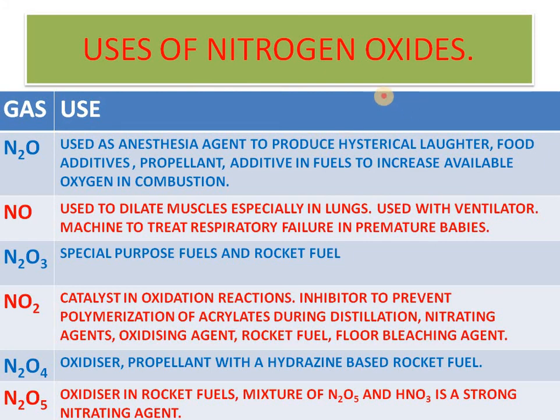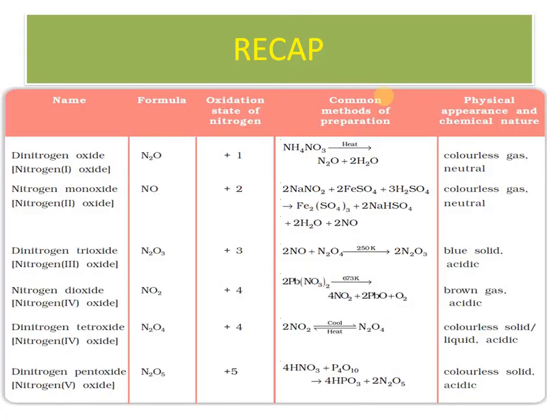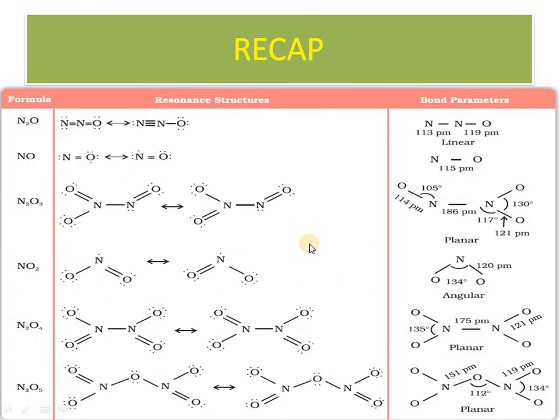So this is the recap of what we have discussed about the oxides: their preparation, their structures, and their properties, such as colorless gas. Gas here, also solid here: gas, solid, solid. So this way we have discussed the structures also, and how to calculate the bonds.